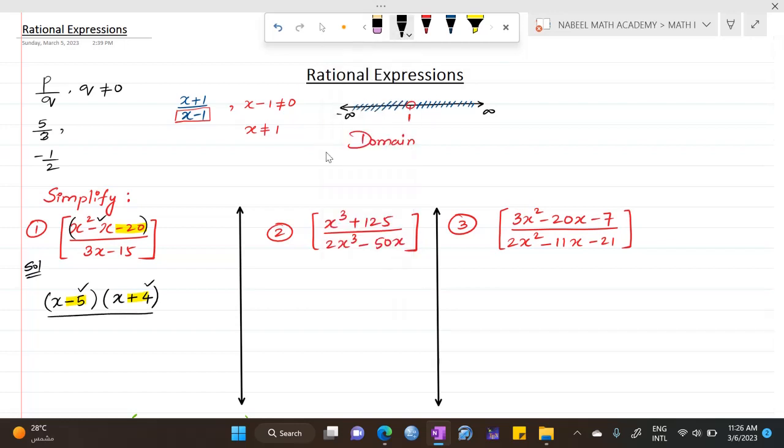Now the next one, in the denominator, you have to go with the GCF. What is the common factor? 3 is a common factor, so 3 times x minus 5. So this is my factor. Now what are the cancel terms? X minus 5 cancels. Therefore, the remaining terms you will have are x plus 4 over 3. So this is the simplified form.